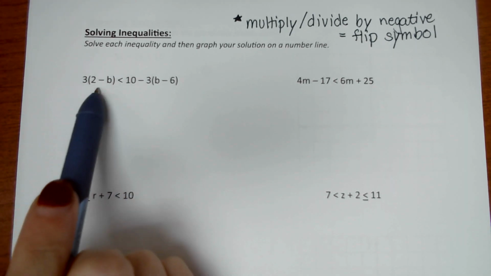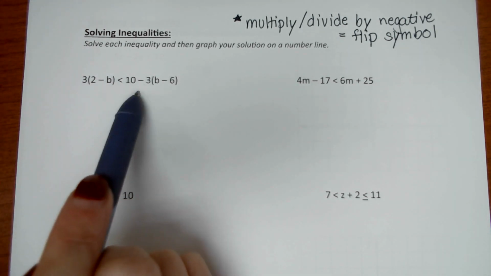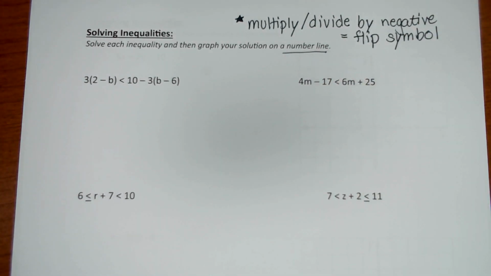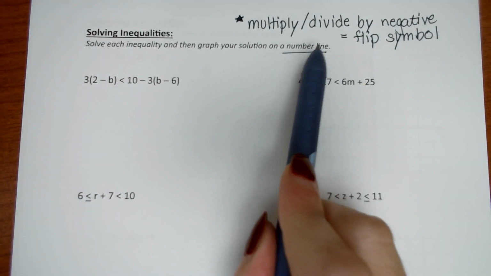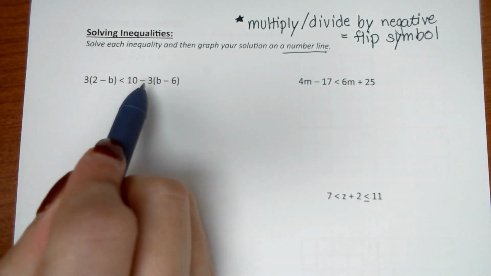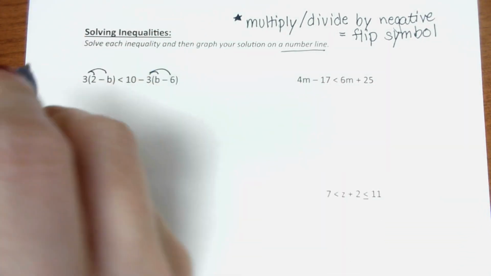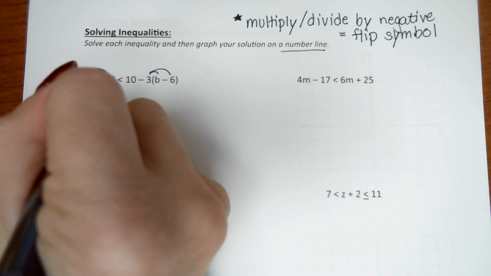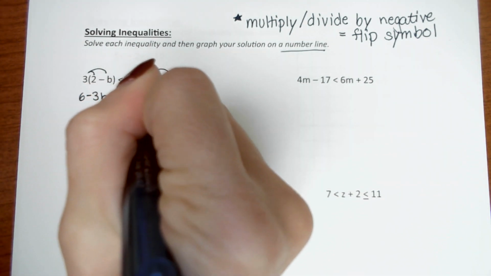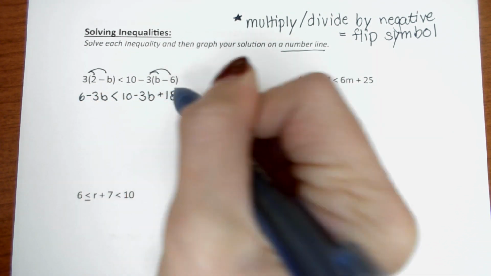These are all multi-step inequalities that need to be solved for the given variable. And then they want us to graph our solution on a number line. Always read your directions so you know if they're asking you to do that. Now for the first one, we have parentheses, so we need to first distribute to get rid of those parentheses. So this becomes 6 minus 3b is less than 10 minus 3b plus 18.